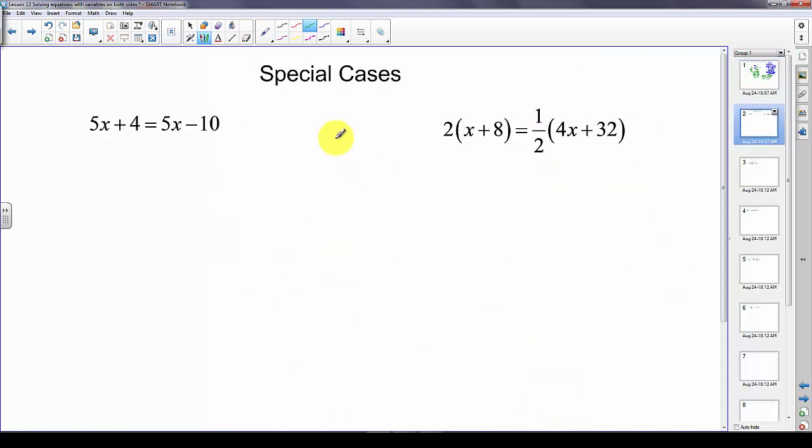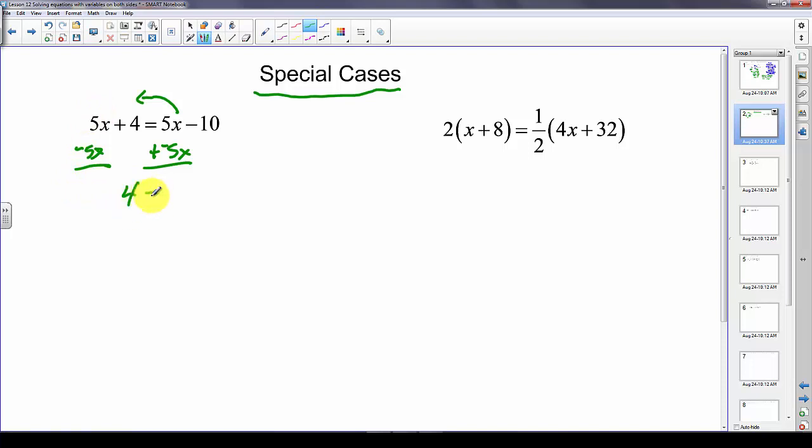Now let's take a look at a couple special cases of this concept. You'll notice I have 5x plus 4 is equal to 5x plus 10, and we want to isolate x and bring the variable terms to one side. But when I do this, notice what happens. I add negative 5x to both sides, and you'll notice 5x plus negative 5x goes to 0, and over here 5x plus negative 5x goes to 0.